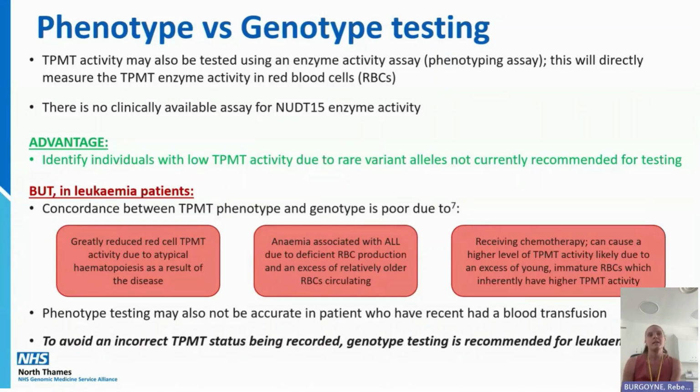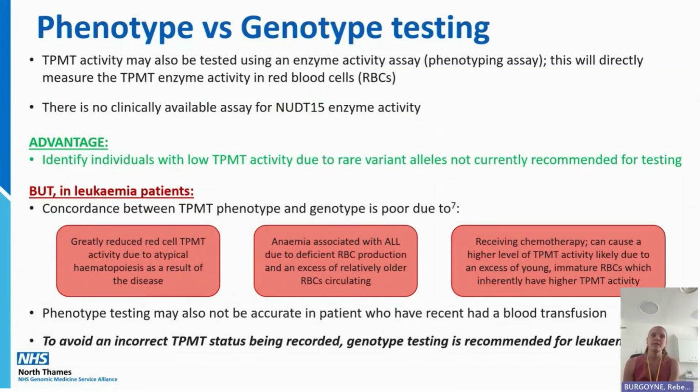I just want to take one slide just to talk about phenotype versus genotype testing. So TPMT activity can also be tested using an enzyme activity assay, and this is called a phenotyping assay. What this does is essentially directly measure the TPMT enzyme activity in red blood cells. There is no clinically available assay that is similar to this for NUDT15.